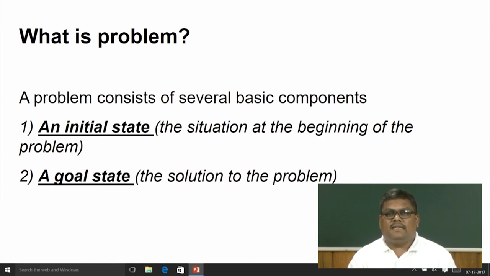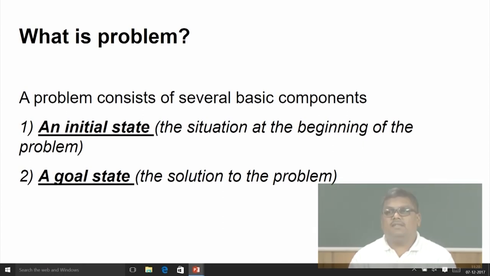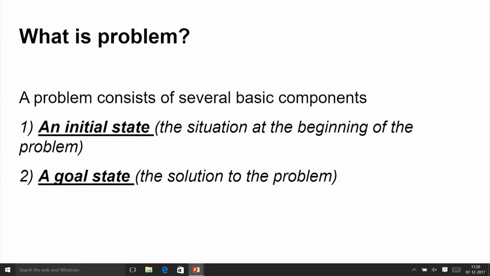Matching the initial state is a state which is called the goal state. Now, this is that state which you arrive at after you have solved a problem, once you have acquired the solution to a problem, and then you become happy, you become elated, or whatever feeling you have once you solve the problem. That is called the goal state.